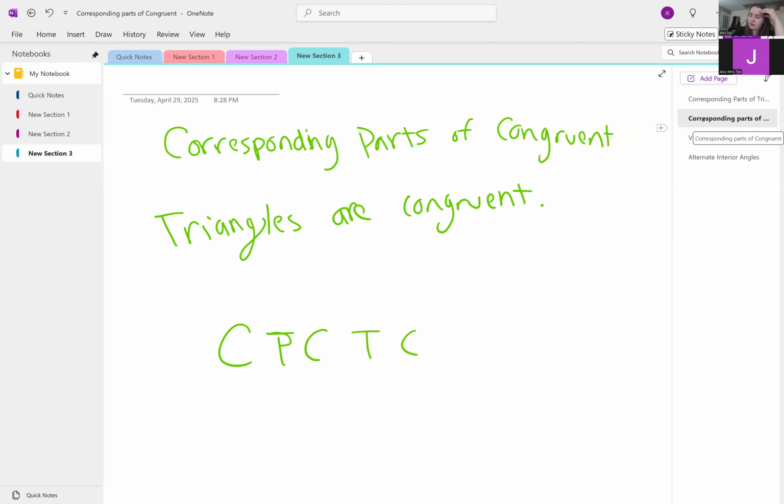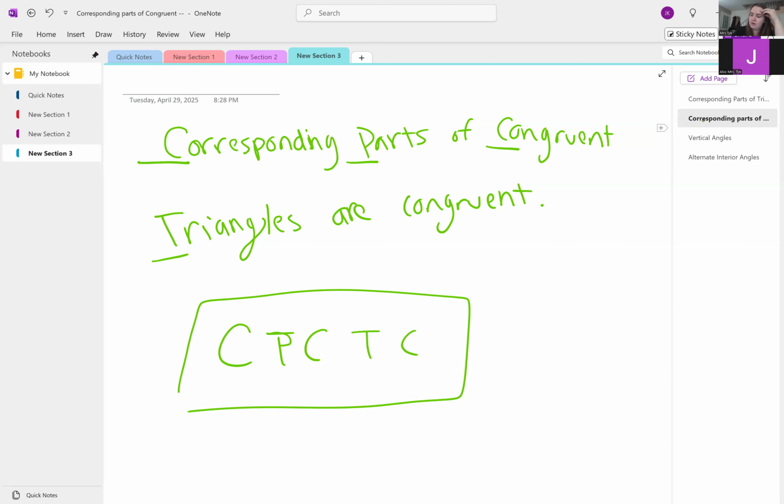And there's an acronym that's used very often. It's called CPCTC, and it's corresponding parts of congruent triangles are congruent. And it's just shortened to CPCTC. So if we were to do a proof, this is like what your end statement would be. CPCTC. We're not doing proofs this year. You're supposed to be, but next year you're going to start with geometric proofs, and this is an important phrase to know. So I wanted you to be aware of that.